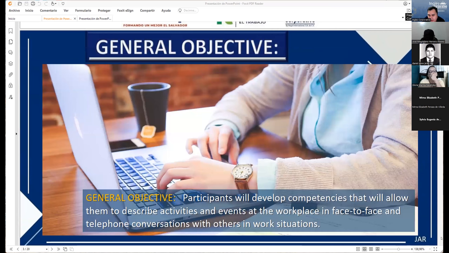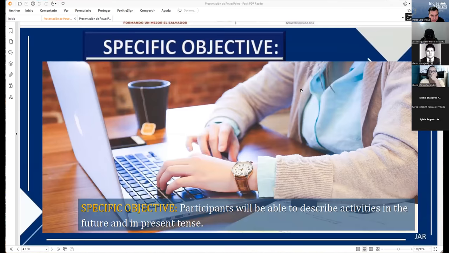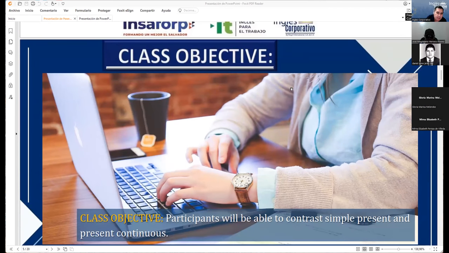This is the general objective. Participants will develop competencies that will allow them to describe activities and events at the workplace in face-to-face and telephone conversations with others in work situations. This is the specific objective. And this is the class objective. Participants will be able to contrast simple present and present continuous.